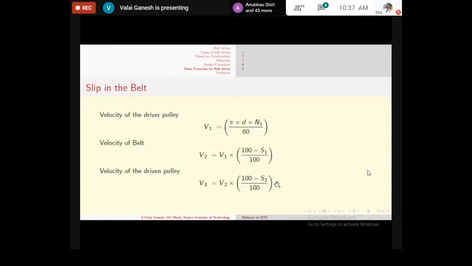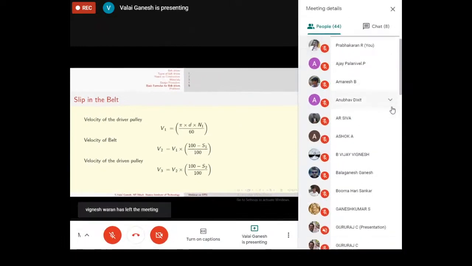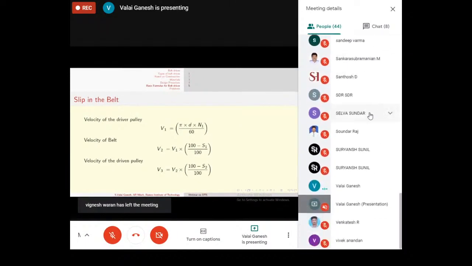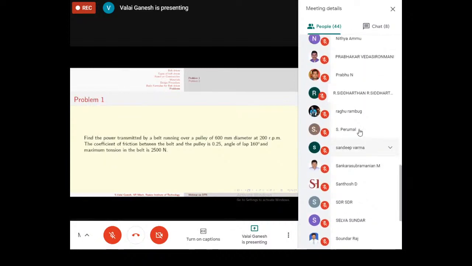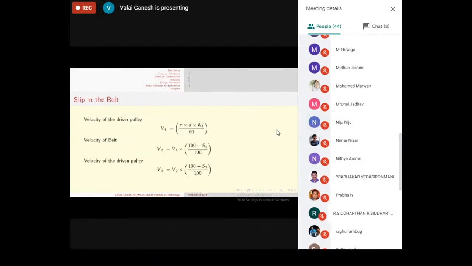I forgot to add one more formula, that is based upon the stress induced in the belt. The formula is maximum tension equal to sigma bt. Sigma is the stress induced in the belt, b is the width of the belt, and t is the thickness of the belt. I forgot to add that formula in the slide.